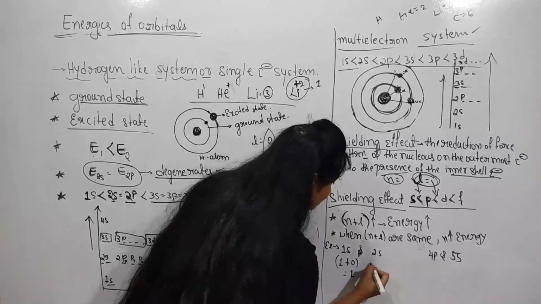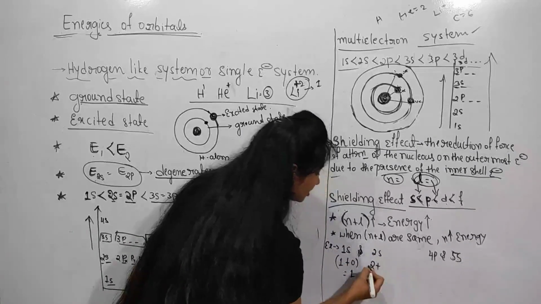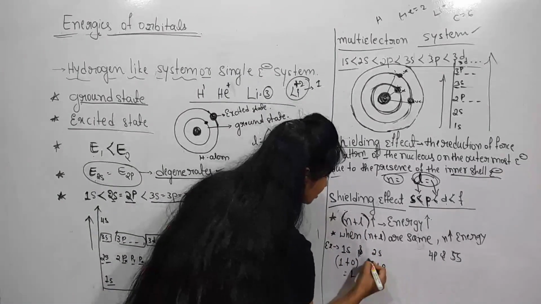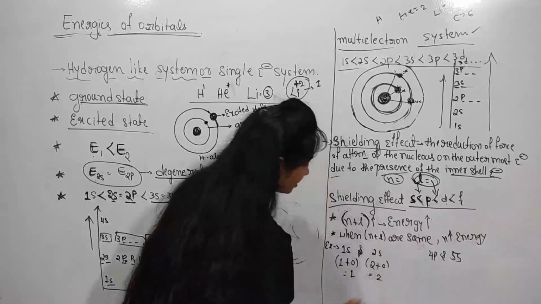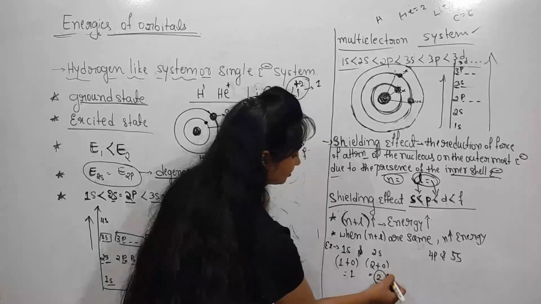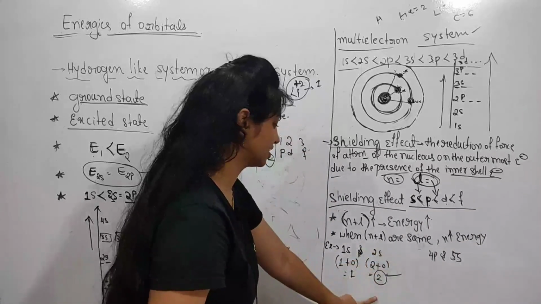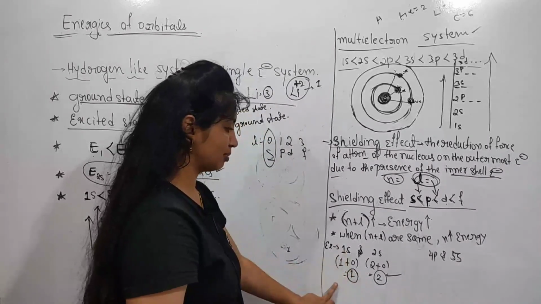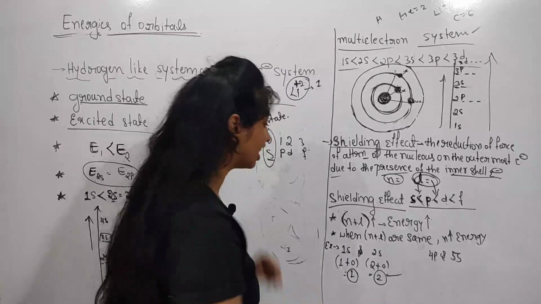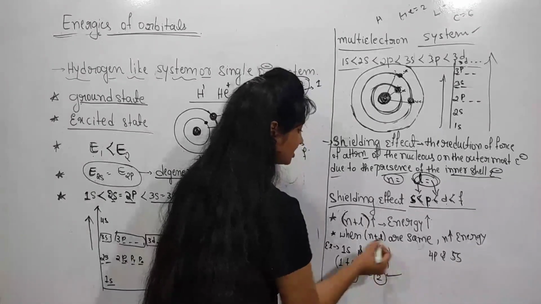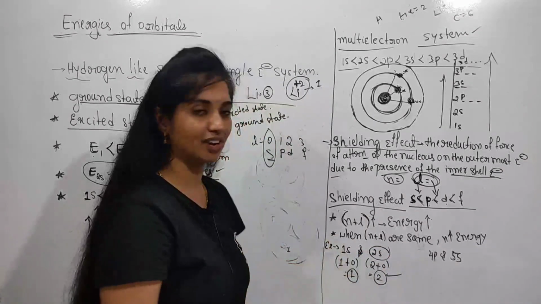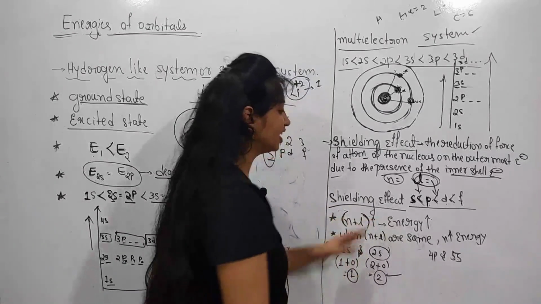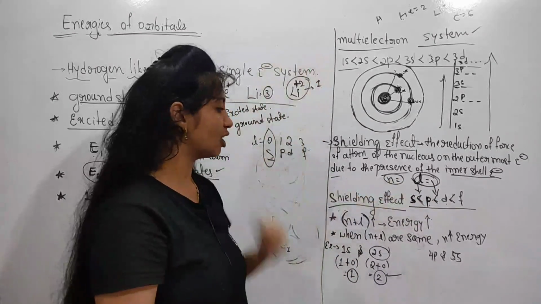Next, in 2s, the principal quantum number is 2 and s is 0. 2 plus 0 is equal to 2. The value is high for the 2s orbital and low for the 1s orbital. Then which has the higher energy level? 2s is higher than 1s. So like this, by the n plus l rule, we know the energy levels of these orbitals.